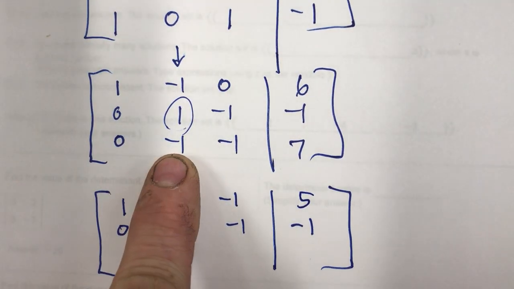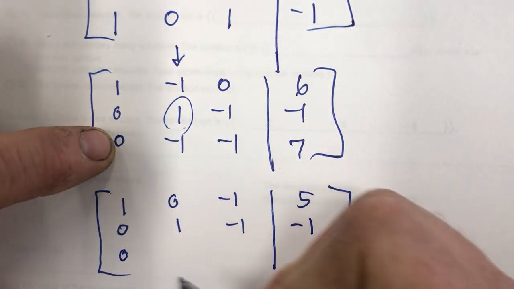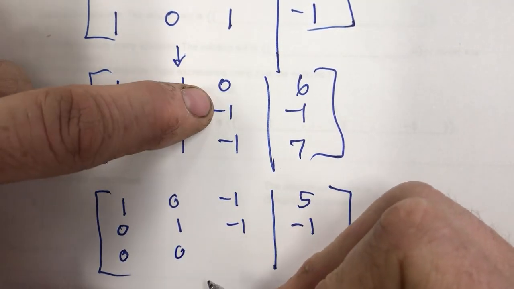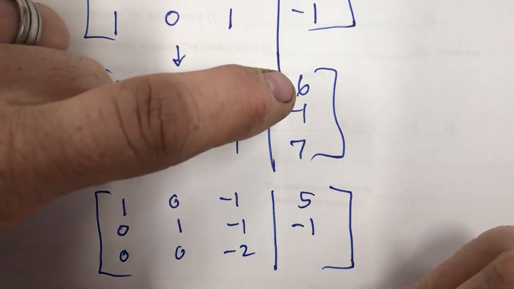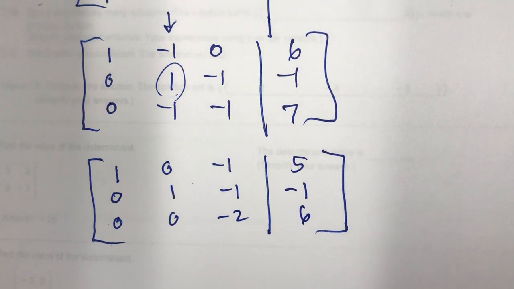And then this needs to be a 0 down here, so I'll add the two together. So 0 plus 0 is 0. 1 plus negative 1 is 0. Negative 1 plus negative 1 is negative 2. And then 1 plus 7 is 6. So perfect, my first two columns are good to go.